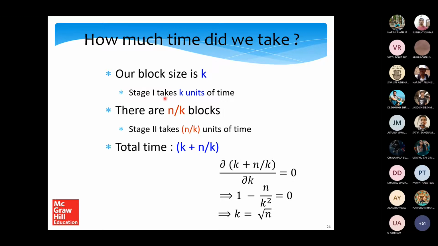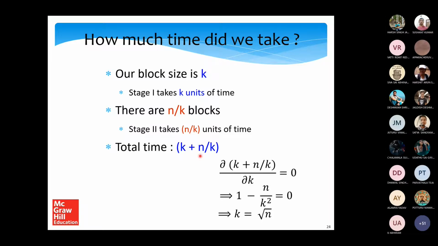So in this fashion, our block size we assume is k. Stage 1 takes k units of time because this is a ripple carry adder and all are happening in parallel. So stage 1 takes k units of time. There are how many blocks? N by k blocks. So stage 2 takes n by k units. Why? Because you'll have to select between the positive or negative results. Okay. So the total time becomes k plus n by k.